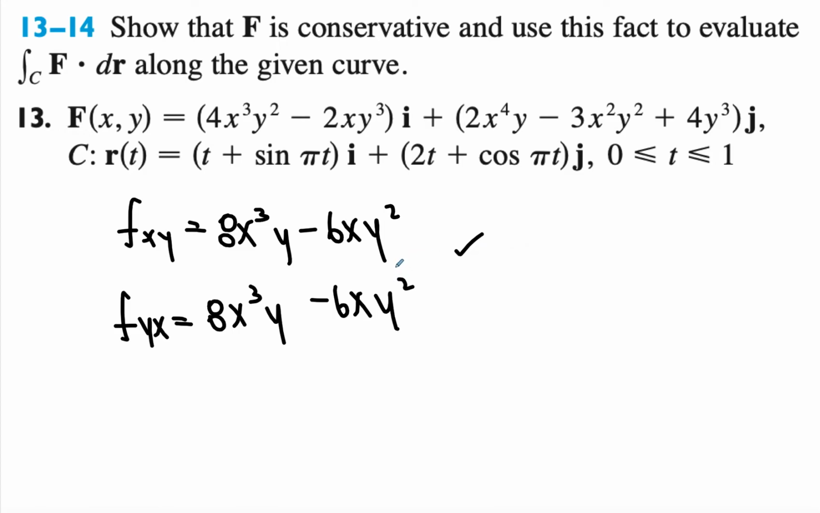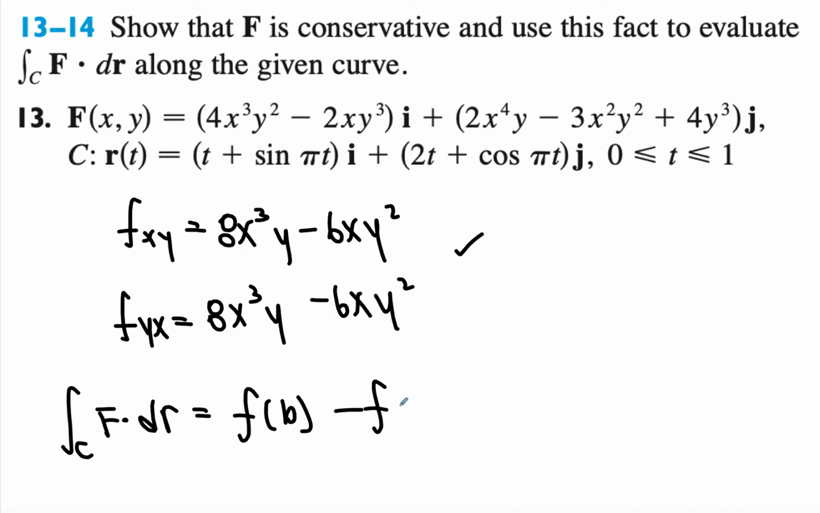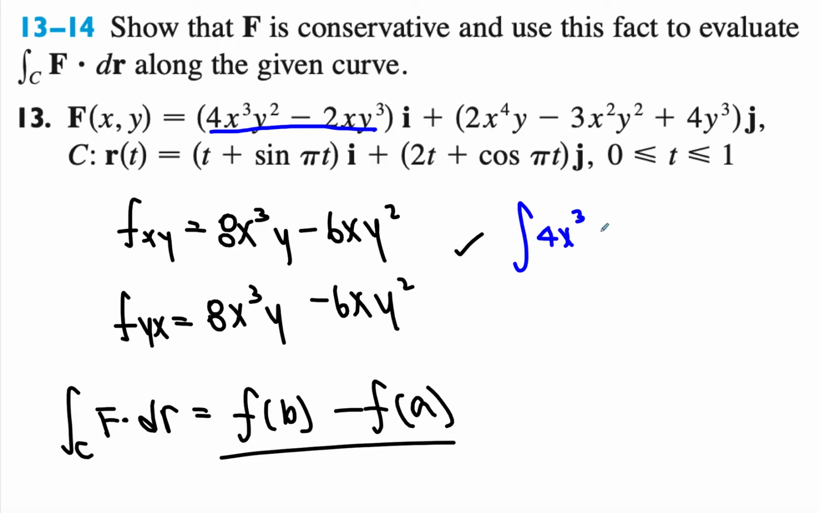Then we need to figure out the integral, because f dot dr, if you know the potential function, we can just put it this way. So what we want to do is find the potential function. What will be the potential function? I'm going to take this one and integrate it against x. So 4x cubed y squared minus 2xy cubed dx.